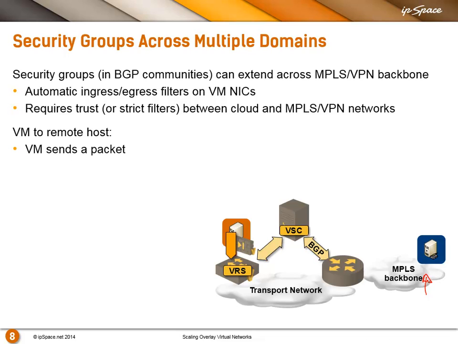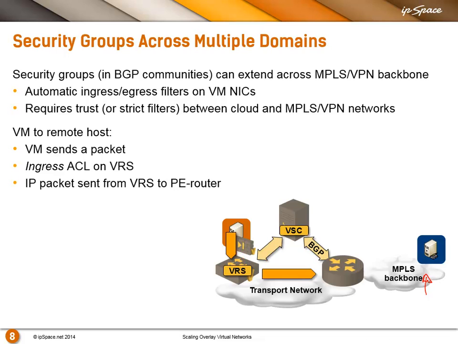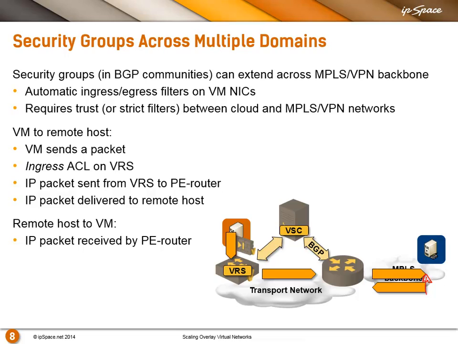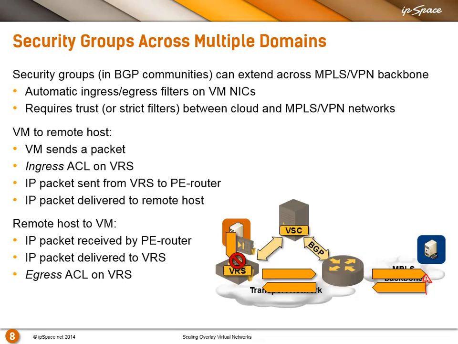Now let's say a VM would send a packet to a remote host. Ingress access control list on the VRS would kick in, and here we can match on the security group of the VM and the security group of the destination based on the BGP community. And then the packet is delivered to the remote host. In the reverse direction, obviously there is no check at the source because we have no control over the WAN network. But when the packet is delivered to the VRS, the egress access control list on the VRS will kick in and may block the packet from getting back to the VM or not.